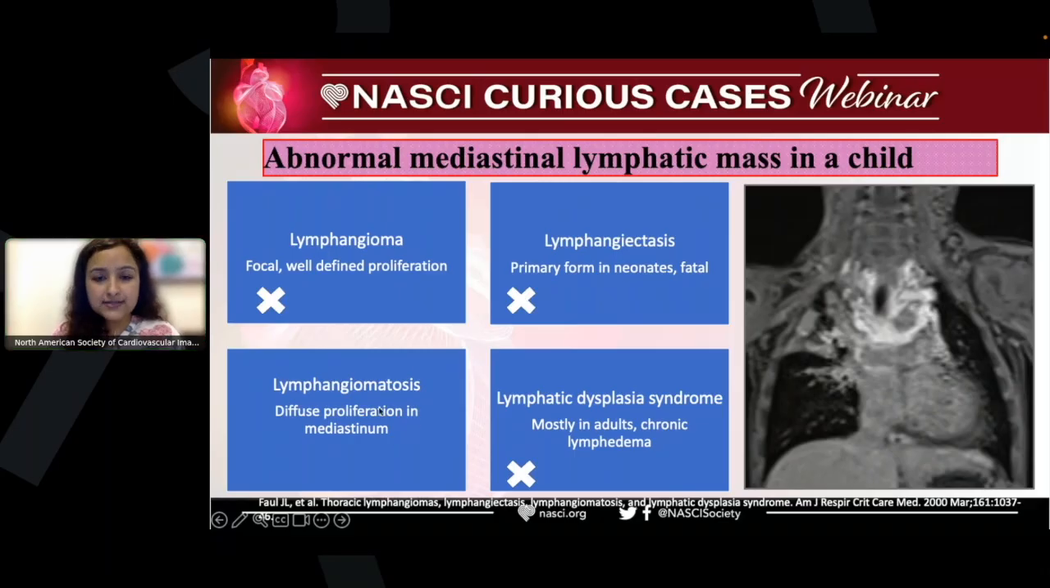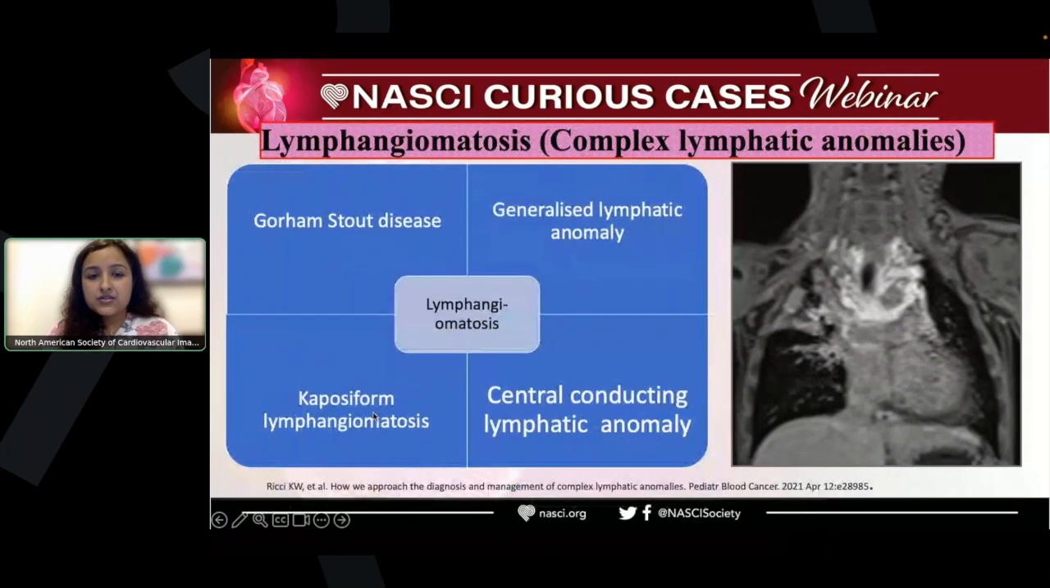Lymphangiomatosis is something which causes diffuse proliferation in the mediastinum. So in our case, lymphangiomatosis was considered as a differential. Lymphatic dysplasia syndrome causes chronic lymphedema and mostly occurs in adults, so this was also out. I told you about complex lymphatic anomalies, out of which central conducting lymphatic anomaly is one of the differentials.